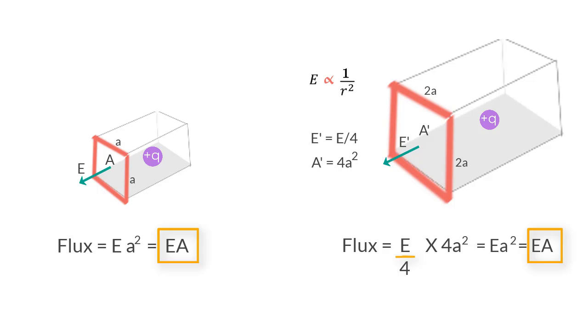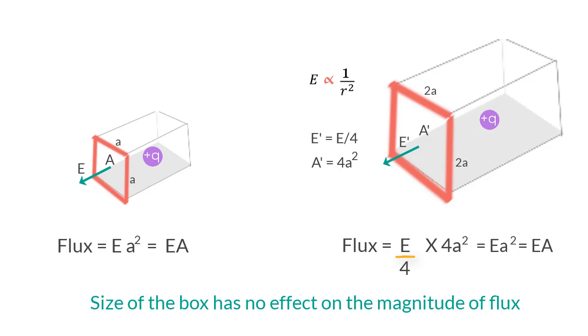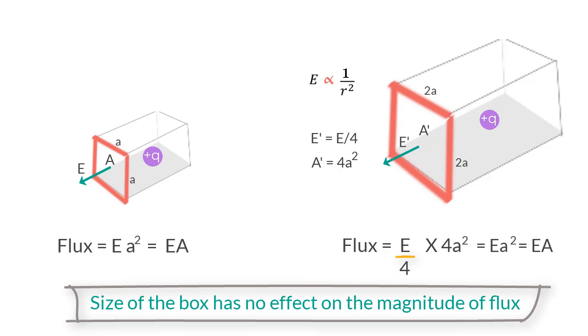And if you do the same calculation for the other sides of the enlarged box, you know the result would be the same as for the earlier box, or the smaller box. So you see the size of the box has no effect on the magnitude of the flux. The increase in area through which flux is calculated is compensated by the decrease in the strength of the electric field due to the increased distance. So simply put, the flux due to a charge inside a box has no dependence on the size of the box or the imaginary surface, and depends only on the value of the charge inside the surface.